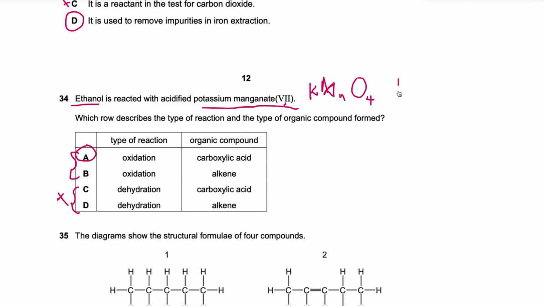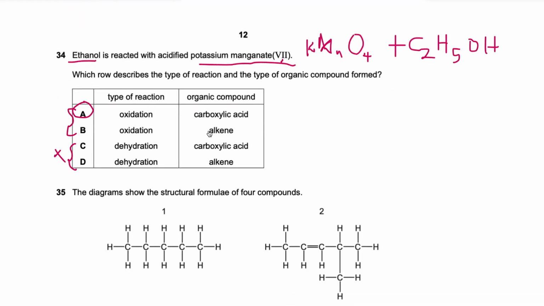Because if you react ethanol, C2H5OH, okay? If you react this one, one atom of oxygen here, we join here, we become like COOH. We have two oxygen, so we become a carboxylic acid. So the answer is A. Now we go to question 35.